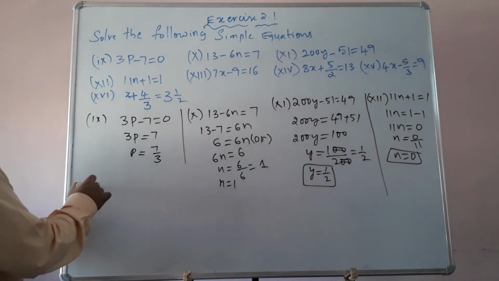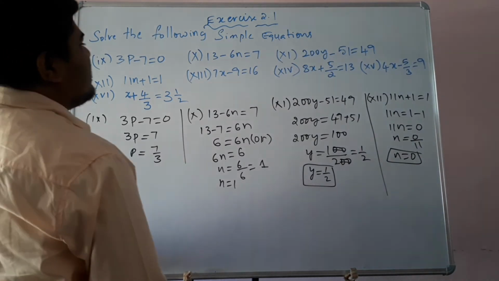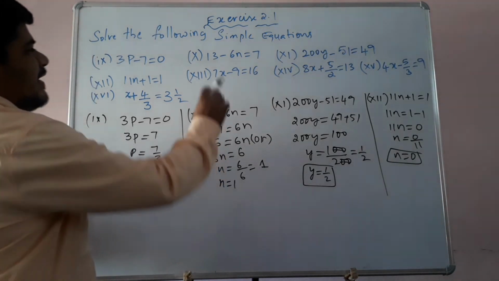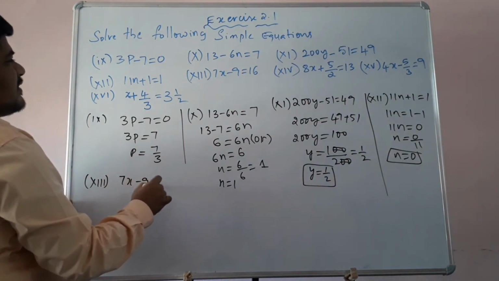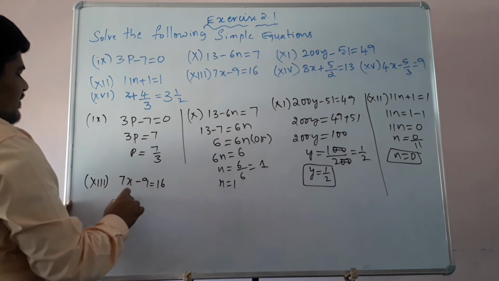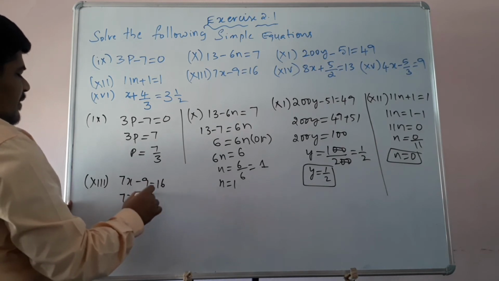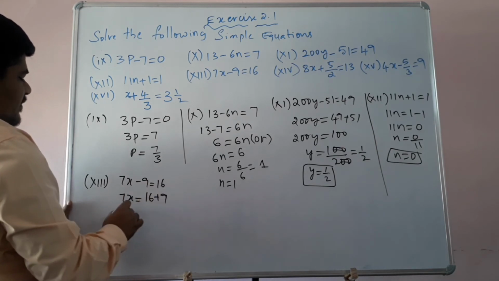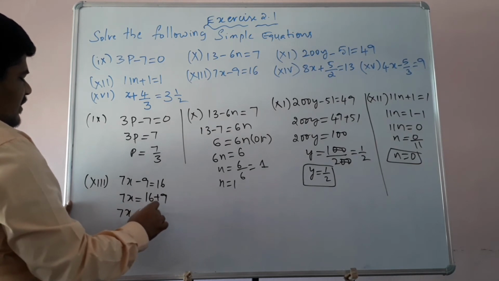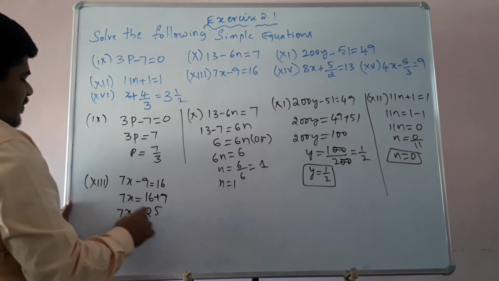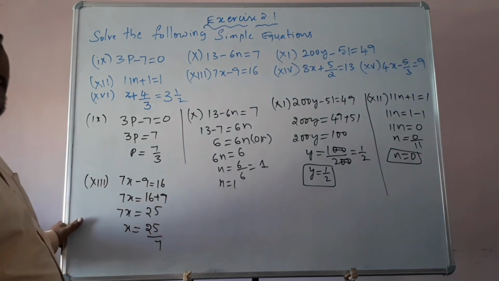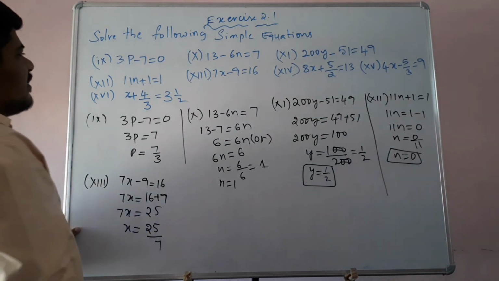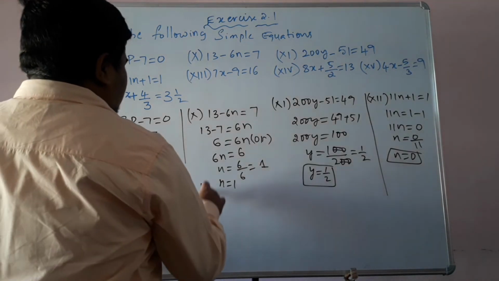Now let's see the next problem, children. Problem number 13. 7x minus 9 is equal to 16, children. So what is 7x equal to? After transposing, plus 16 plus 9. So 7x is equal to 25, children. What is x equal to? Divided by 7, no? So you get 25 by 7. So the solution of this equation is 25 by 7. Okay, now let's see the 14th question, children.